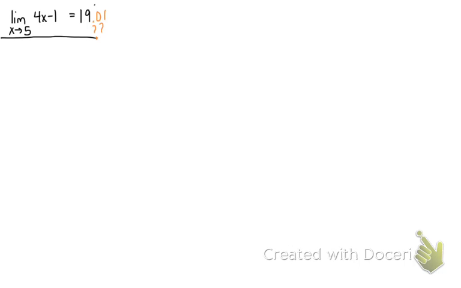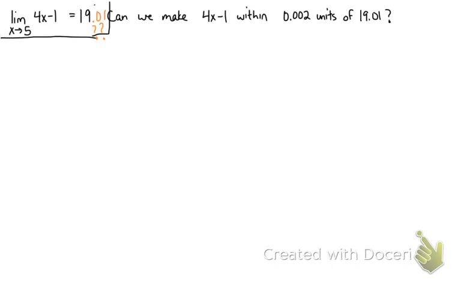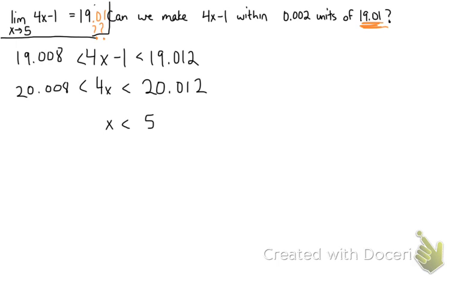Okay, so I'm still thinking about this limit, but what happens if I think, well, maybe the limit's 19.01, not 19 exactly. Could I do this same sort of stuff? Could I make 4x − 1 be within 0.002 units of that number? Maybe that's really the limit. Can we do that? Well, notice that my limit has changed. I'm now thinking maybe the limit's 19.01. It's pretty close to 19. Might be right. Well, this would mean 4x − 1 would need to be within 0.002 units of 19.01. So you add and subtract 0.002 from that number, and you get this inequality. Add 1 to everything, divide by 4, and we get this.